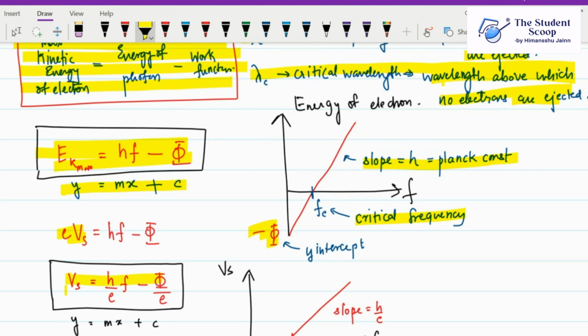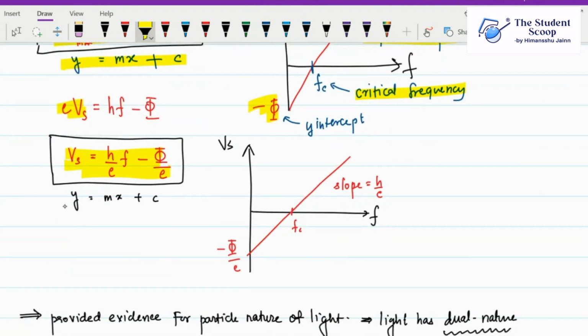So if we rearrange the terms, we will get stopping voltage is equal to hf by e minus phi upon e. So basically, hf is nothing but the energy of a photon, divided by the electron charge, minus the work function upon electron charge. So similarly, comparing with y is equal to mx plus c, if we have a Vs and f graph, then we will say that the gradient is positive again, with the work function upon e as the y-intercept, and the critical frequency also can be shown in the same graph.